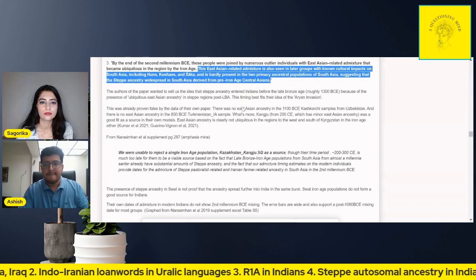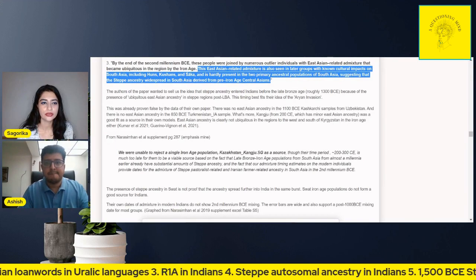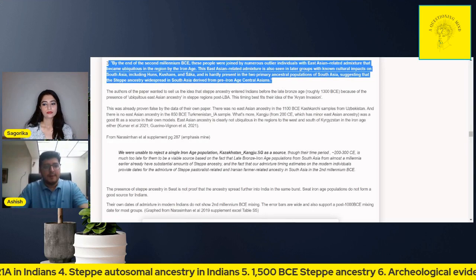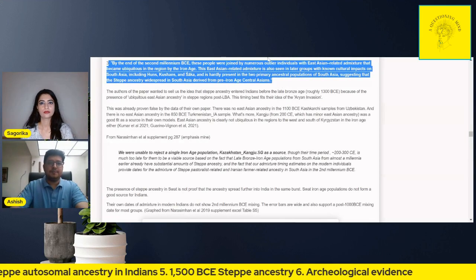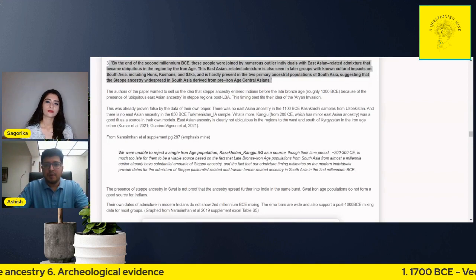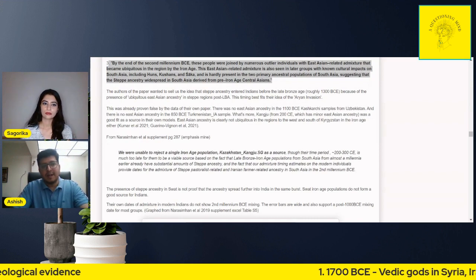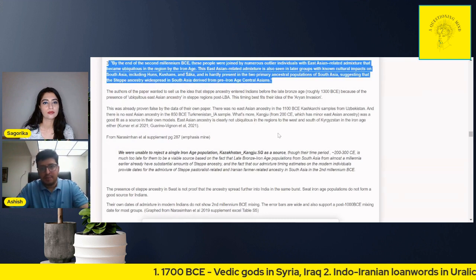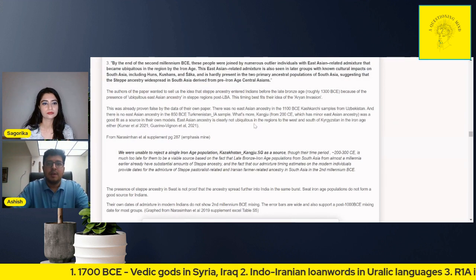All right. So let's go through the third conclusion. One of the reasons that Narasimhan in his 2019 paper, when I say Narasimhan, I mean all the authors of that paper. He was the lead author, but all the authors of the paper are responsible for that paper.